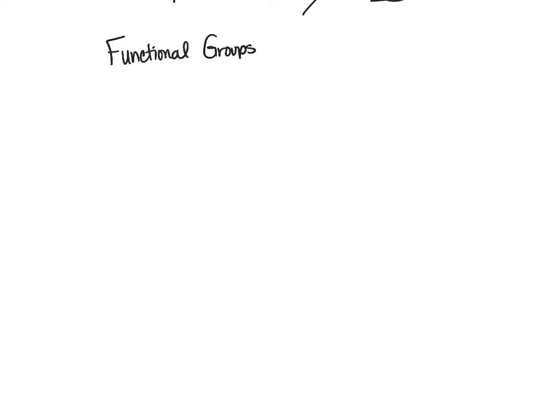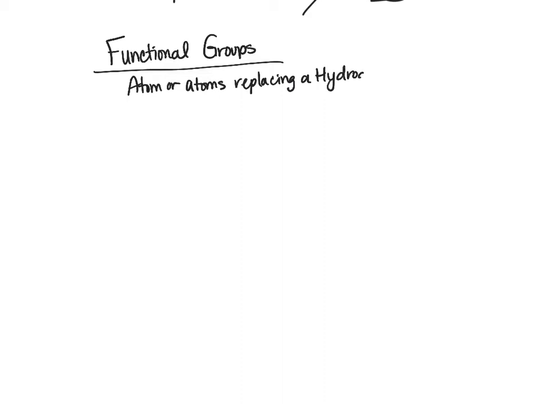So now we're going to take a look at the different types of functional groups that there are. You should be able to identify the functional groups, so draw out the functional groups and identify them on different molecules. So first let's define what a functional group is. A functional group is an atom or atoms replacing a hydrogen in an organic molecule.